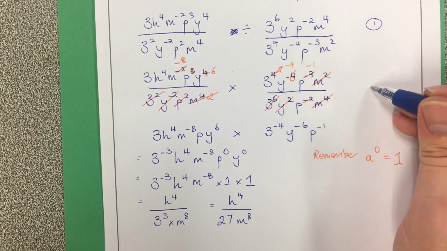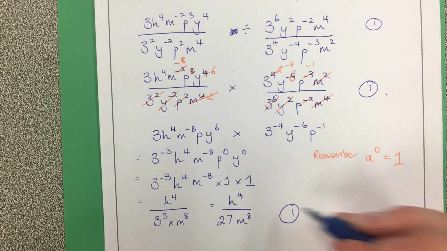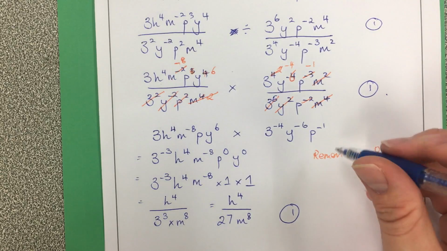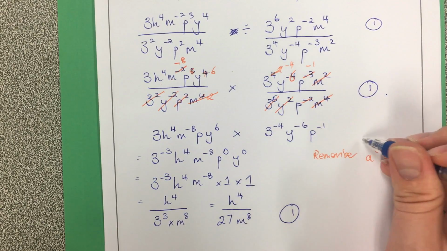So there would have been a mark for some working out here, a mark for the final answer, and there was also going to be a mark for some simplification here when everything's all lovely and simplified.